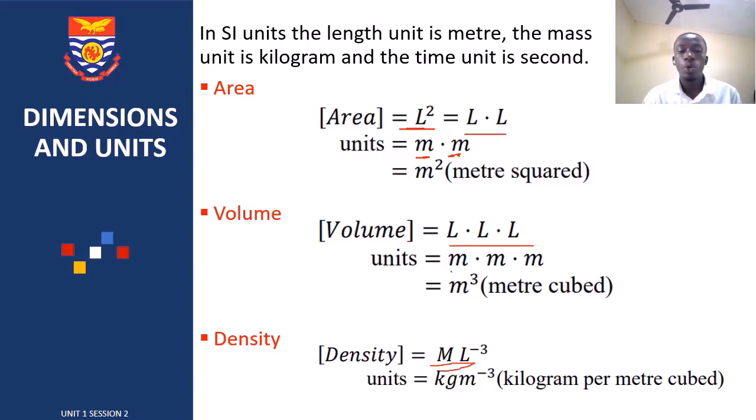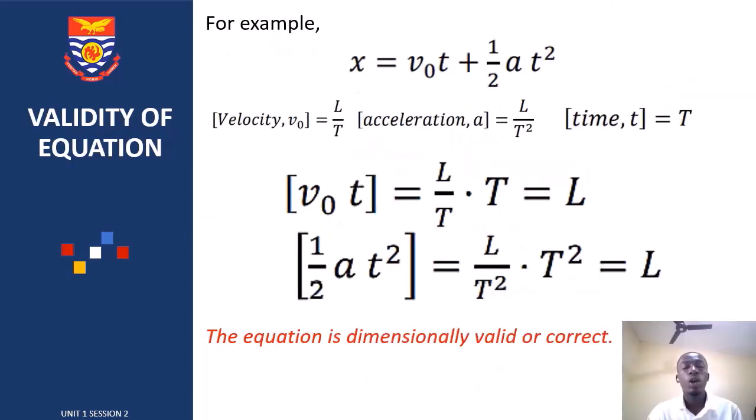From here, we know that the unit of M is kilogram, so we just write kilogram. And we know that L raised to the power minus 3 has the unit meter raised to the power minus 3. So that we get kilogram per meter cube.